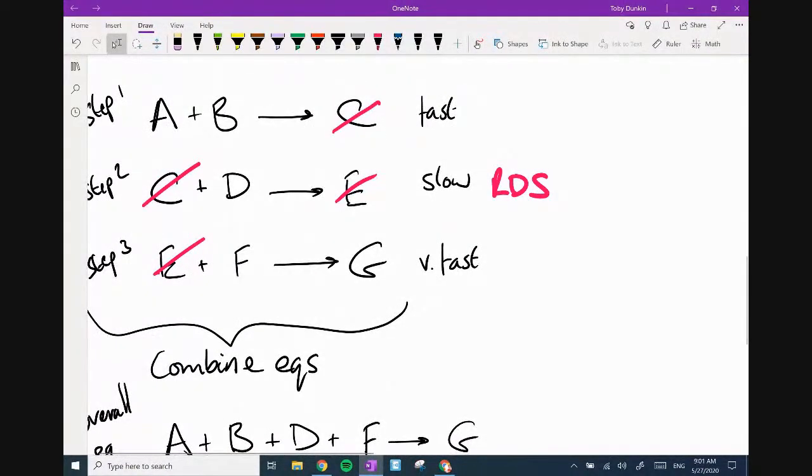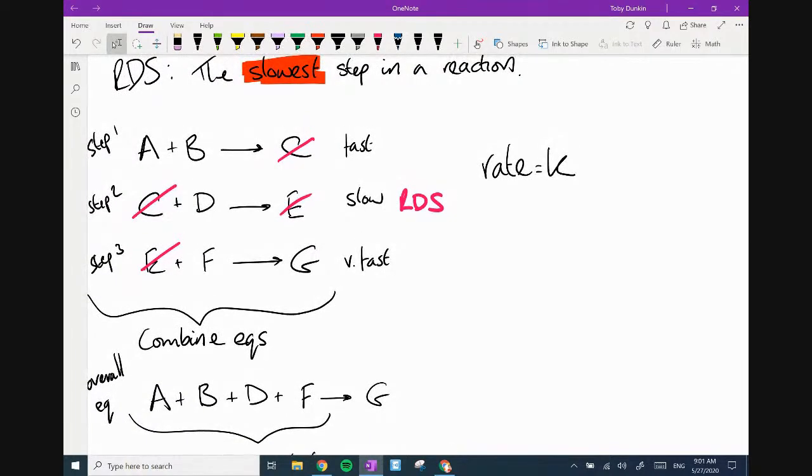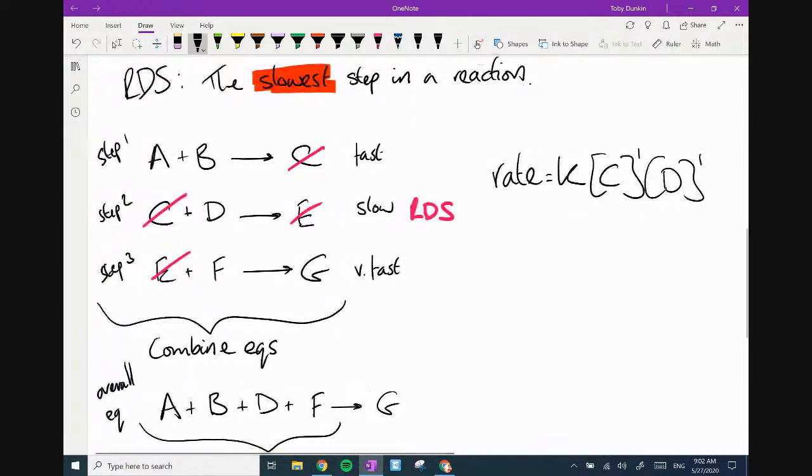Now here's the clever bit. Because we've got a slow step, in the rate equation, rate equals k, there are only going to be 2 species in it. Well, that's not entirely correct. It doesn't have to be, but I'll show you in a second. There are actually 2 alternative rate equations here, which is frustrating. C to the power 1 and D to the power 1. Those are the only species that are going to be in the rate equation.